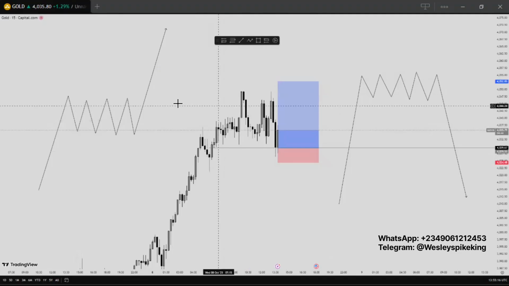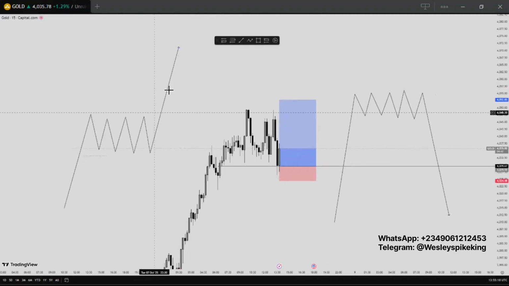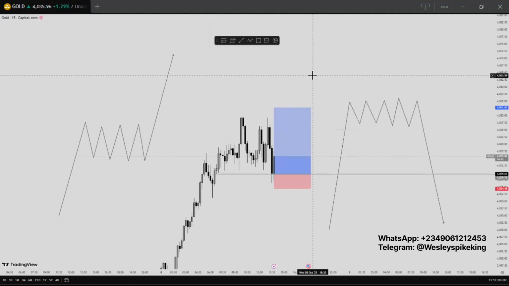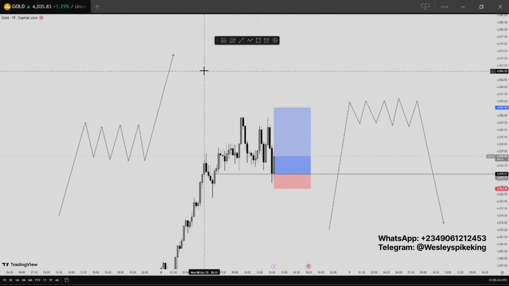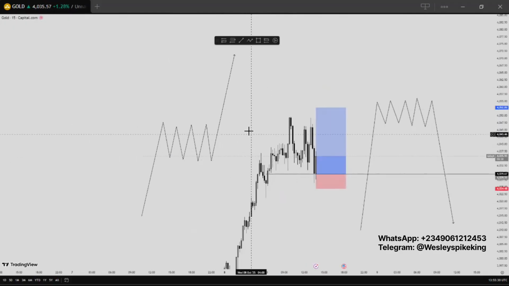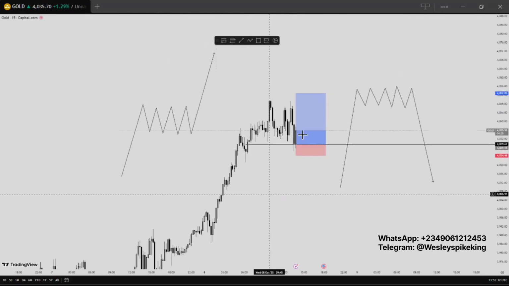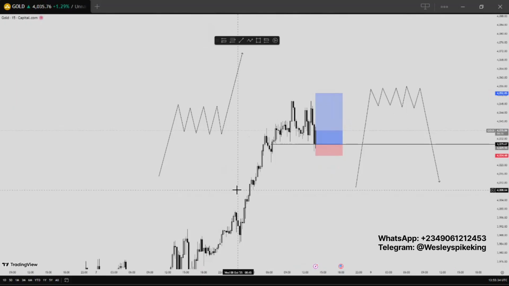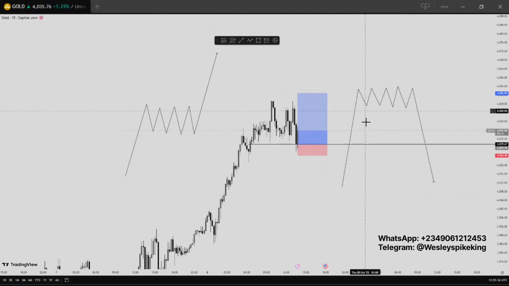But back to what I was talking about: the rally base rally and the rally base drop. It's a very, very effective approach, pattern, or strategy, whatever you want to call it. I'm going to be using XAUUSD to explain this approach. What is the rally base rally and the rally base drop concept all about?